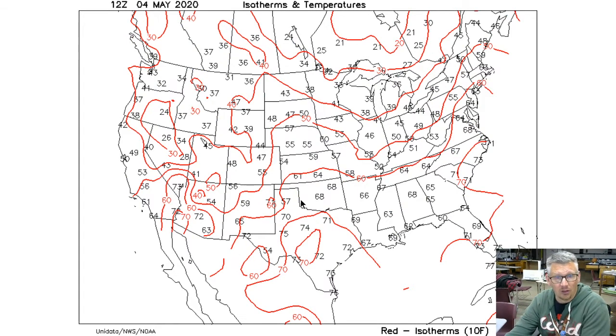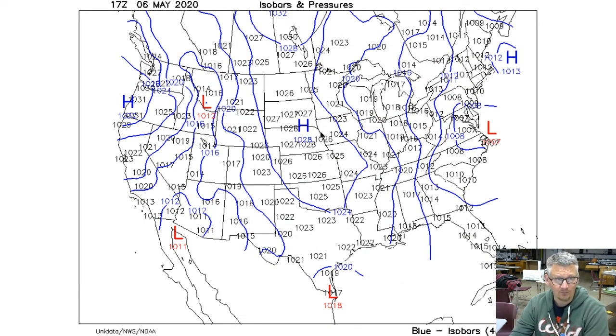Here's an isotherm, and it may seem weird, but once again, with meteorology, our temperature is in Fahrenheit. So if you were to walk that line, that would give us 40 degrees. And this will help us when we have cold fronts and warm fronts, but not a whole lot going on in this particular map. Here's one that has a whole lot more going on.